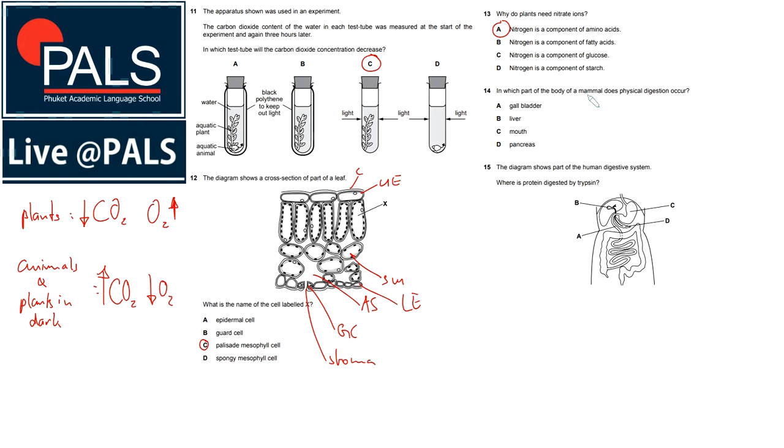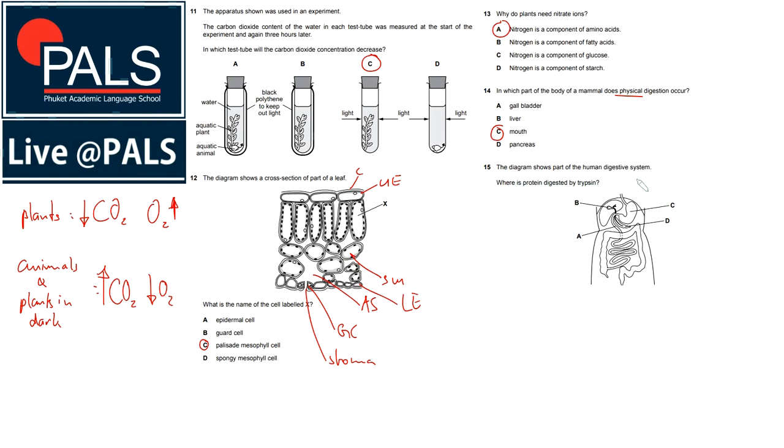In which part of the body of a mammal does physical digestion occur? Physical, another word for mechanical, so breaking food down into smaller pieces without chemical change. That's happening in our mouth when we chew the food.